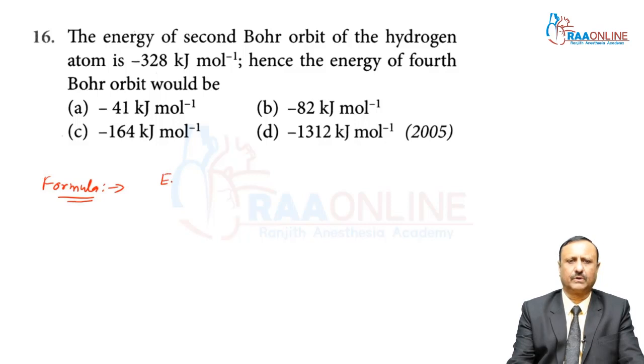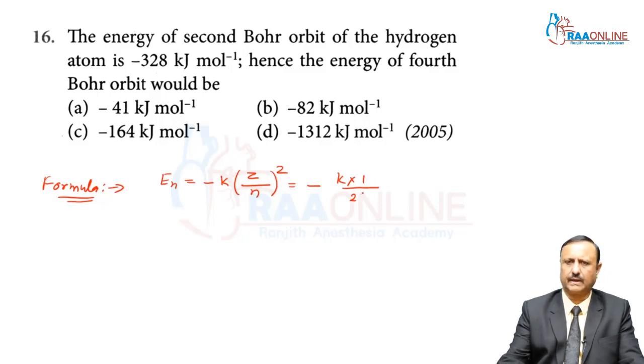Here Bohr gave us the energy of an electron, En, which is equal to minus k Z square upon n square, where k is a constant. Here we have the second Bohr orbit of the hydrogen atom. So you can say minus k into Z, which is 1 for the hydrogen atom, upon n square, where n is the second Bohr orbit, meaning 2 square.